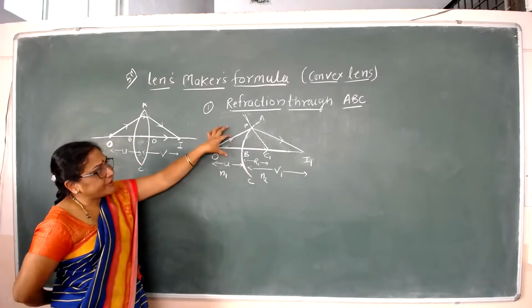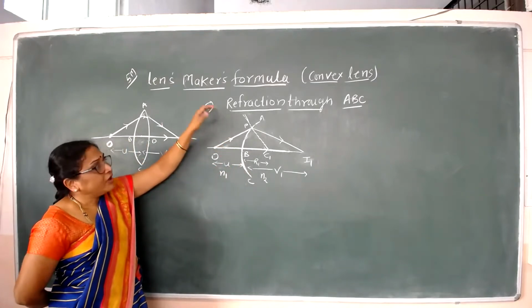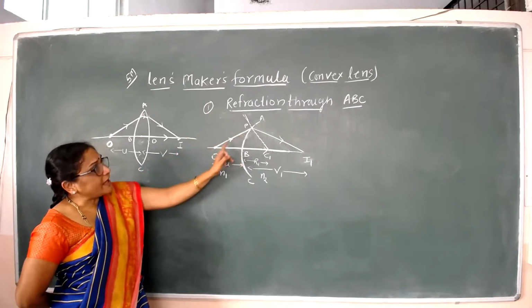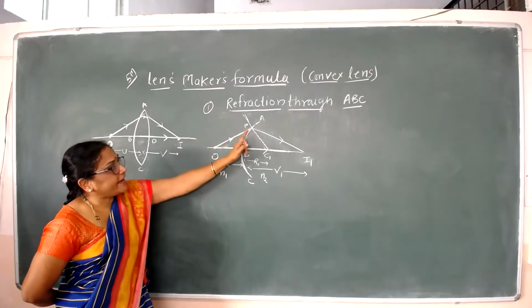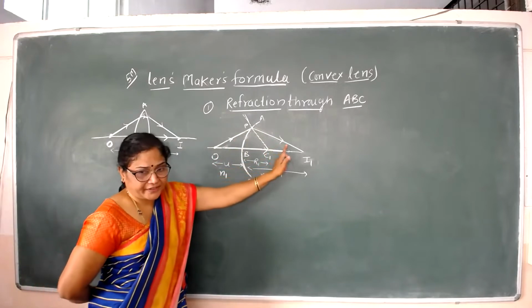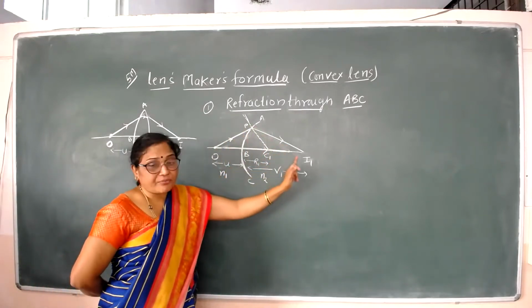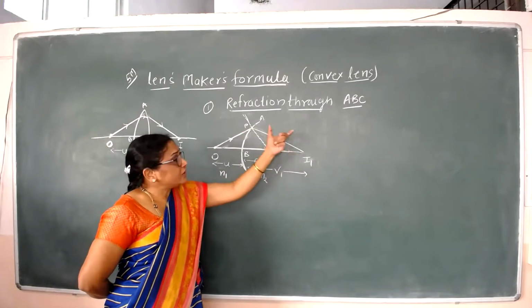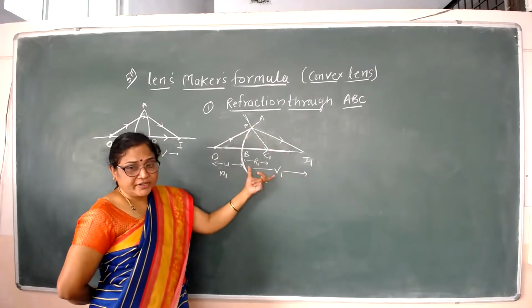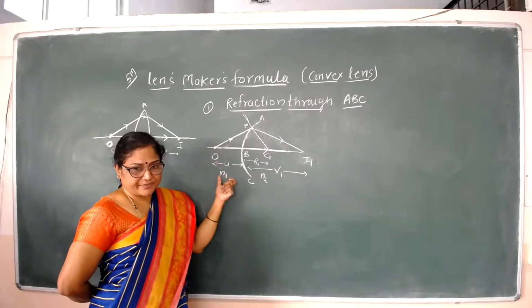So now we label the diagram and give the arrow marks. This arrow mark shows the incident ray and this arrow mark shows the refracted ray, meaning where the ray of light is incident and where it is refracted. So this is the image formation due to the first spherical surface.